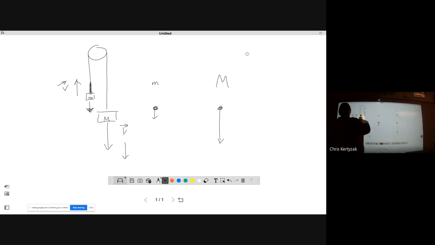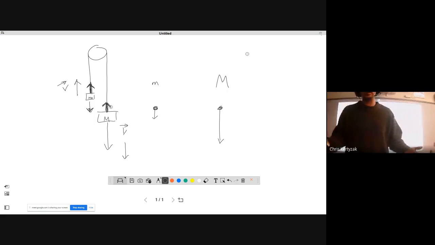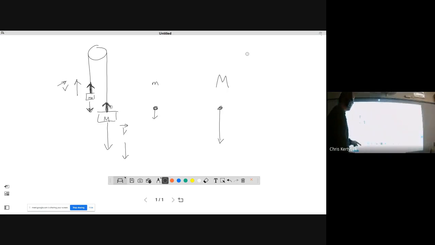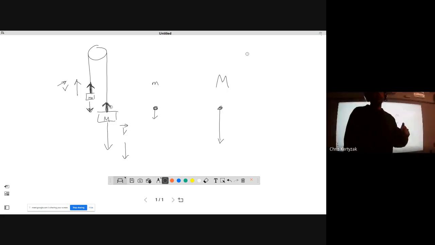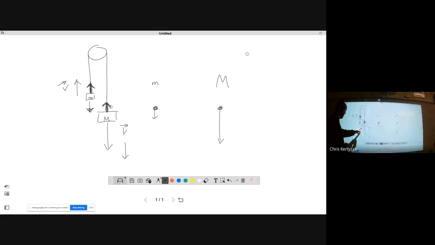rope, right? And you have to know that the tension is always equal on both sides in a system. It has to be that way for internal forces to cancel out overall in terms of the net force on this system. That will not include the tension in the rope. The net force on the system is the difference between the weight of the larger one minus the weight of the smaller one.